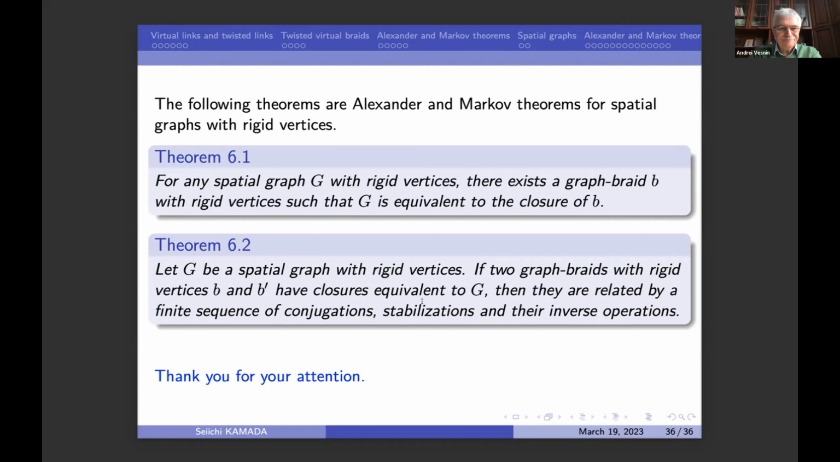Okay, thank you. So Professor Kamada, there was also a question from Mahinder in the chat box. But unfortunately, my internet went away and I cannot see that message. So, Mahinder, can you please ask the question again? Yes. What is the obstruction for virtual links to be equivalent as twisted links?